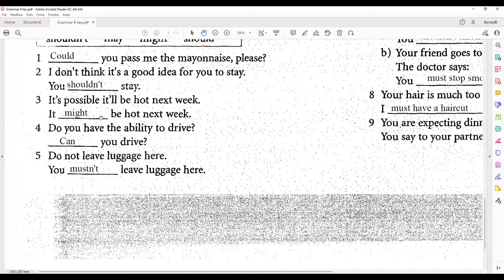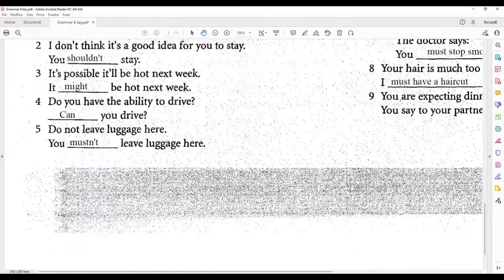remember, might is similar to may, but may is stronger than might. So it might be hot next week. Okay, I cannot be completely sure because the weather may change. So it might be hot next week.